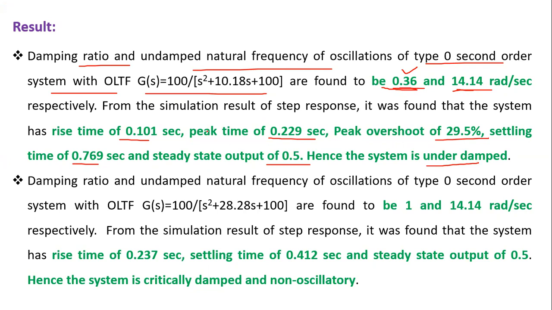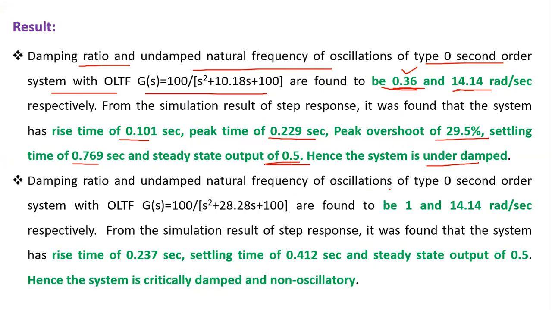So for this system, these are the range values you are getting: rise time is 0.101 seconds, peak time is 0.229 seconds, peak overshoot is 29.5, settling time is 0.769 seconds, and the steady state output is 0.5. This is for the first case.